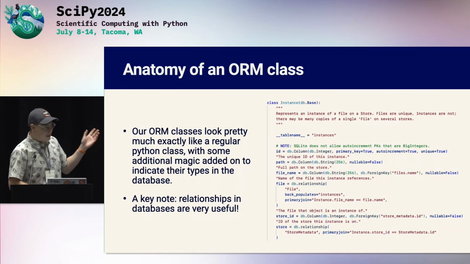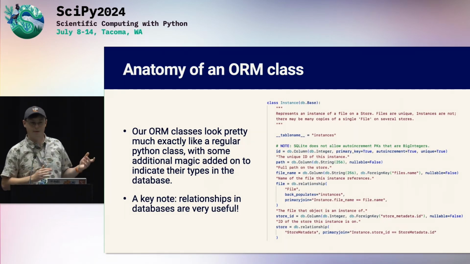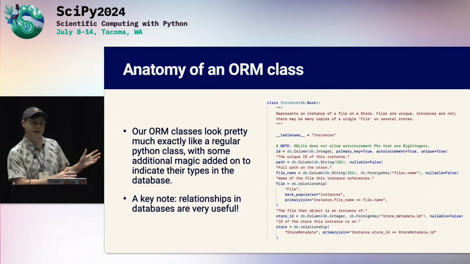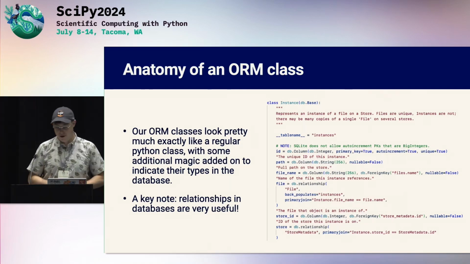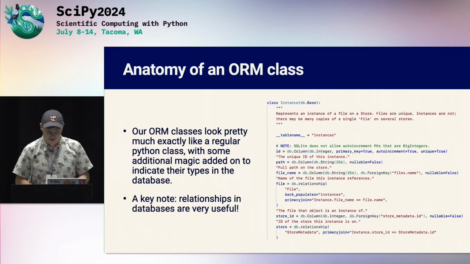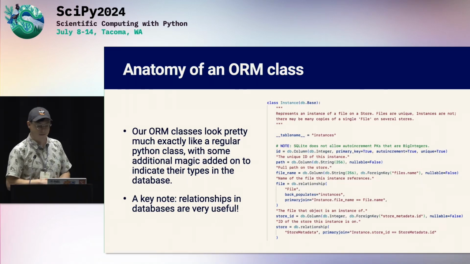So what does an ORM class look like? It's just like a regular Python class, but with some additional annotations that tell you what the database types of the things in the database are. So here, I have a path. Let's stick it in the database as a string. I have the name of the file, also a string. I have an ID, that's just an integer, these kinds of things.